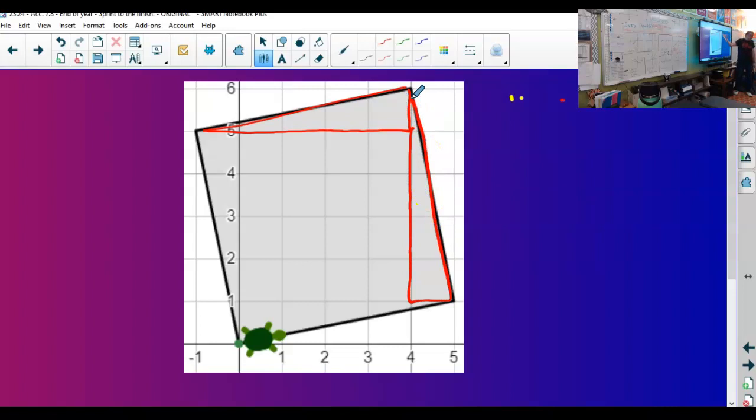So how do we find the area of a triangle? Oh, come on. How do we find the area of a triangle? Base times height divided by 2. I love your brains thinking Pythagorean theorem, but we don't even need that here. What's the base of this triangle? 1, 2, 3, 4, 5. 5 times 1. So what's each of these? 2.5.